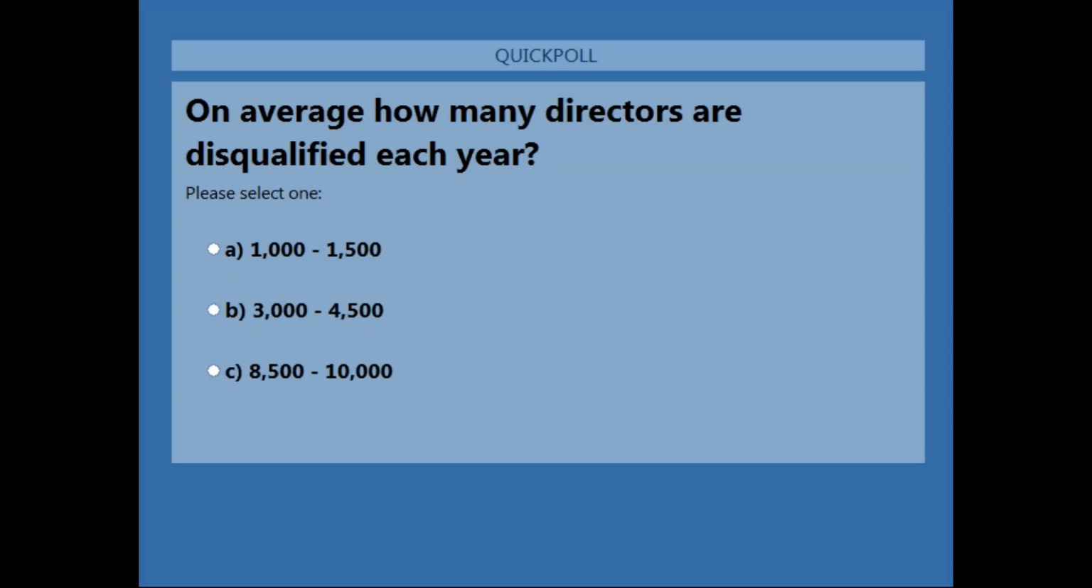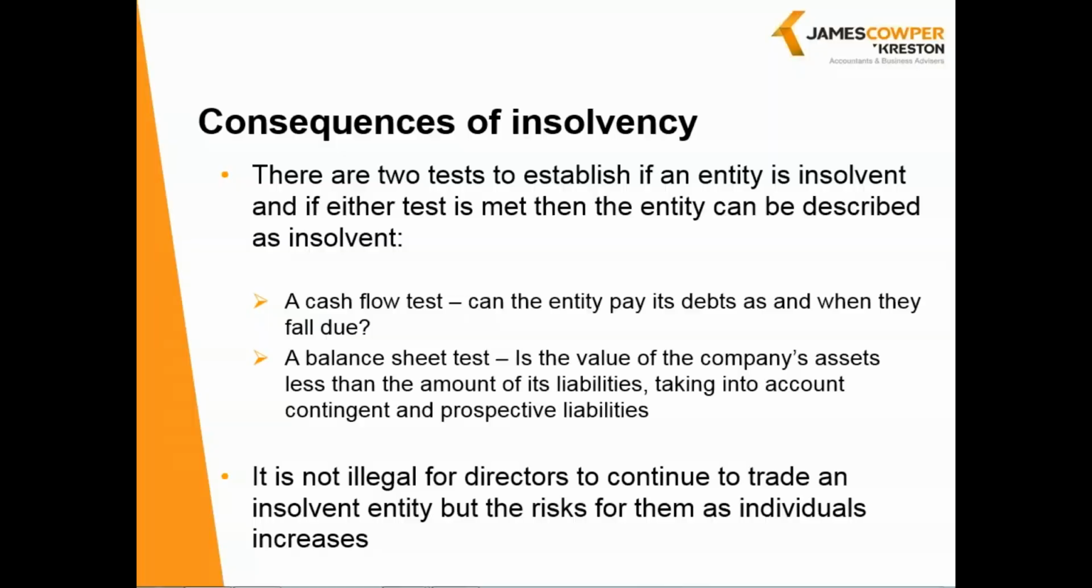So the consequences of insolvency. There are two tests initially to establish whether an entity is insolvent, and if either of those tests is met, then the entity can be described as insolvent. So the first test is a cash flow test, so can the entity pay its debts when they fall due? And then secondly, there's a balance sheet test. Is the value of the company's assets less than the amount of the liabilities, taking into account contingent and prospective liabilities? And it's quite interesting to note that it's not illegal for directors to continue to trade an insolvent business, but the risks for them are significantly more if they do decide to continue to trade an insolvent business.